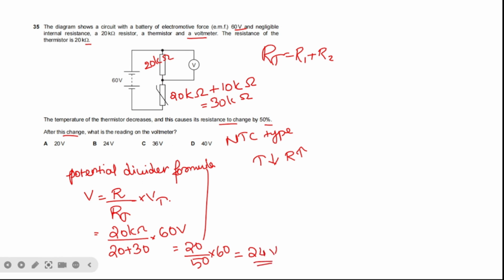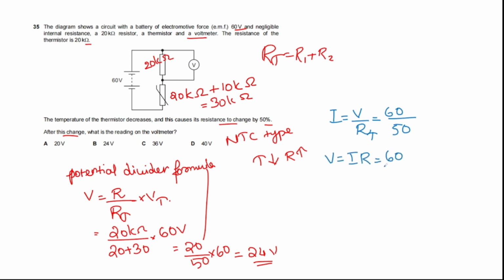Otherwise you can find the current value and then the voltage value. To find the current, you can use V divided by R, which is 60 divided by the total resistance, 50. The voltage formula is IR, so the current is 60 divided by 50, and the resistance across the voltmeter is 20. This also gives you the same answer. So the correct option is option B for this question.